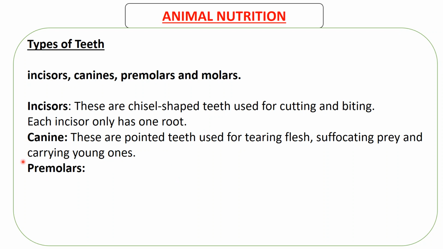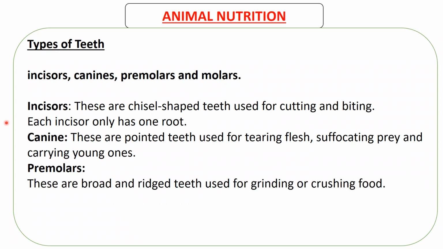The next ones are premolars. Premolars are these ones at the back, but not at the far back, which we usually use for chewing. Even at the back, they are what we call molars. They have nearly the same function. Actually, they do the same job. So as you are going to see, premolars have broad and ridged teeth used for grinding or crushing food.